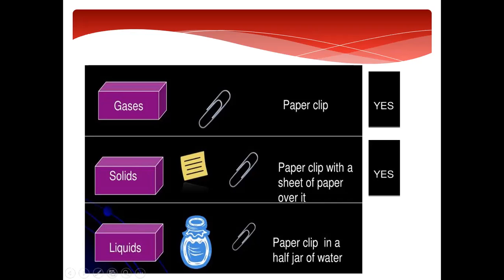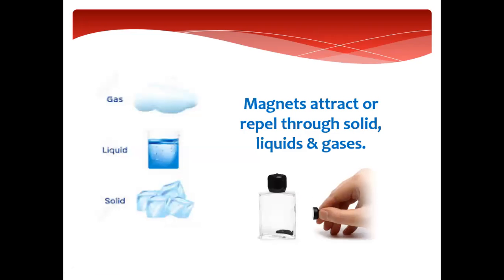I will put the paper clip in a jar full of water, and then I will bring the magnet from any side of the jar of water. Will it attract the paper clip in the water? Yes, it will attract. So this means that magnets can attract or not attract things through solids, liquids, and gases.